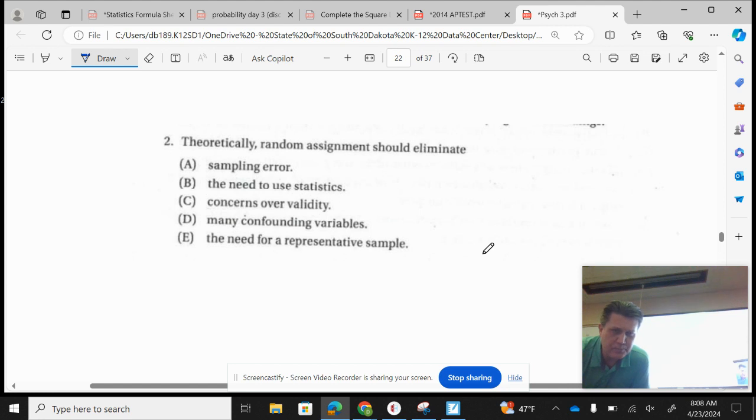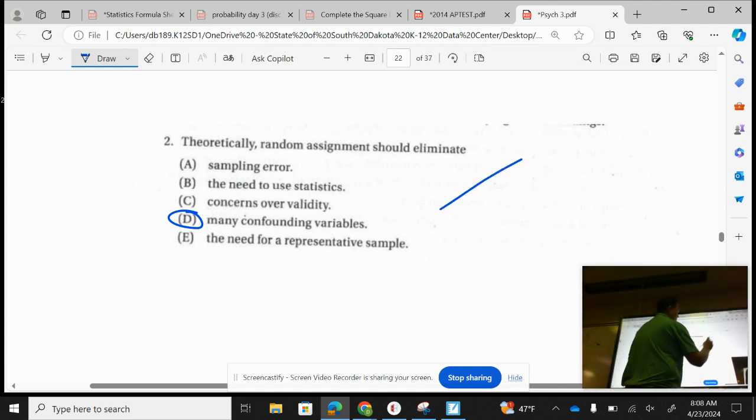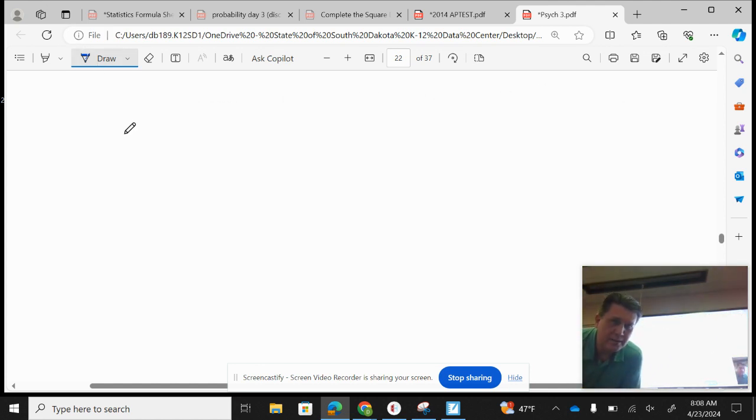Oh, I don't have it in there. Okay, I'm just going to do this problem number 2. Theoretically, random assignment, I should have had this one in a different place. Random assignment should eliminate most of the confounding variables. What happens when you separate them into the groups randomly, I have 50 in this group, 50 in this group, you should get all of the different variations in the groups taken care of.